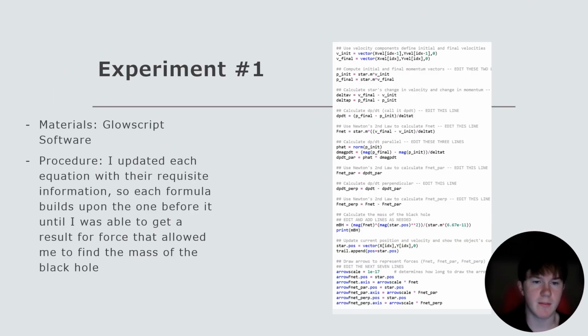So experiment 1, what were the materials? Well, just GlowScript. In this particular experiment, we used the force update, momentum update, and velocity update formulas to eventually calculate the mass of a black hole. We simply had to plug each one into the other. Pretty procedural down the whole thing.